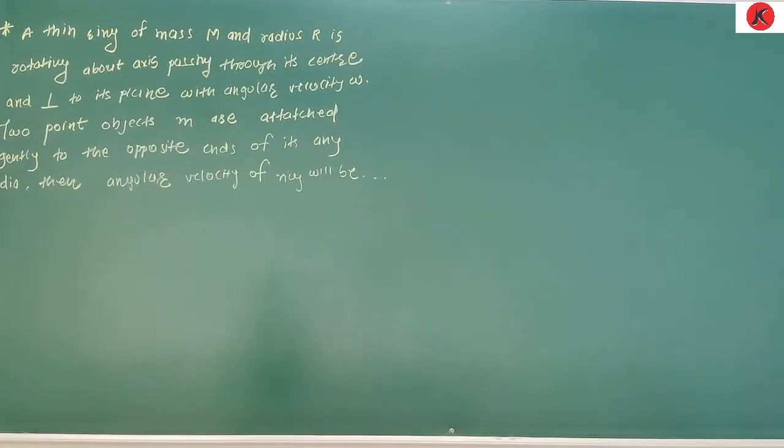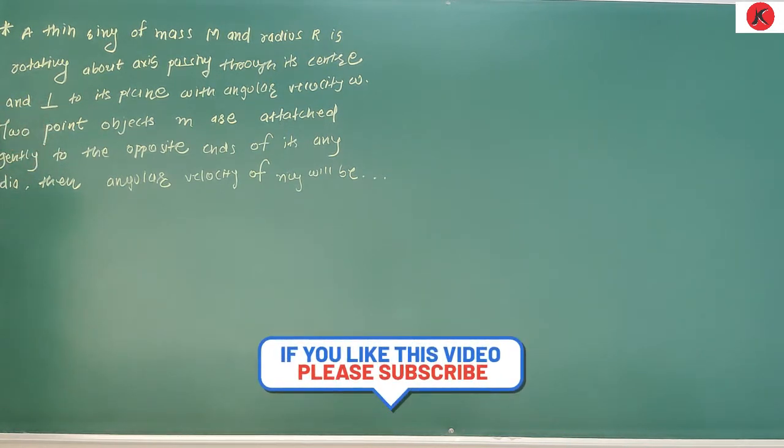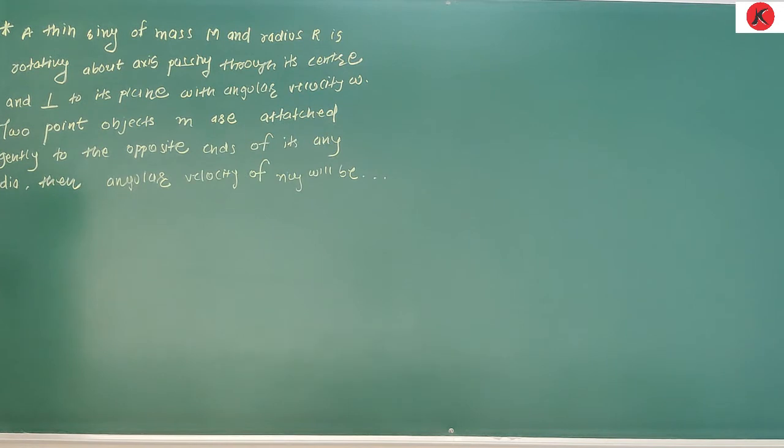Now we will see one example. A question: a thin ring of mass capital M and radius capital R is rotating about an axis passing through its center and perpendicular to its plane with angular velocity omega. Two point objects having mass small m are attached gently to the opposite ends of any diameter. Then the angular velocity of the ring will be?